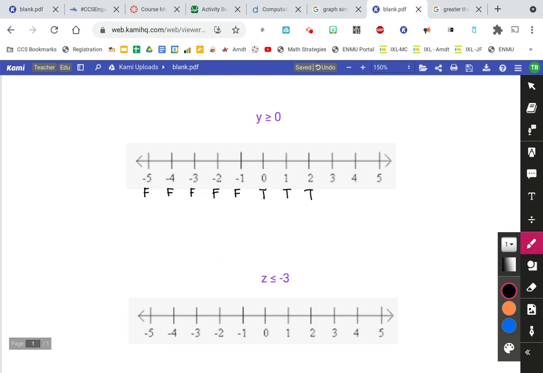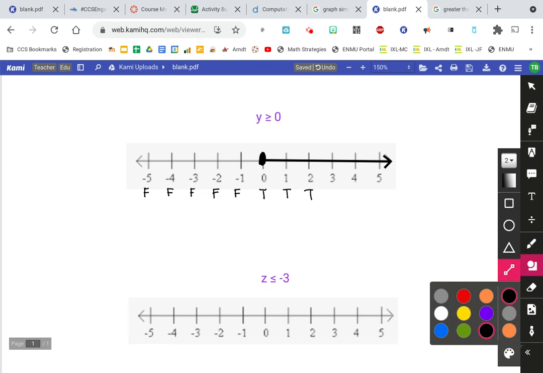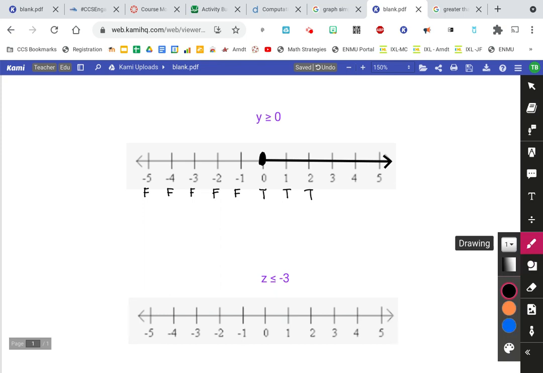So this time, notice our turning point is 0, but we do want to include 0 because 0 does make this inequality true. And then we want to draw an arrow going from that 0 and marking all the numbers on the right, because all the numbers on the right make that inequality true. Also, I want to point out that this inequality can be written like this: 0 is less than or equal to y. Those two inequalities are equivalent. I just flipped the inequality around.